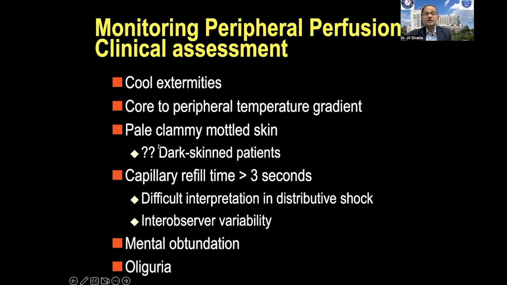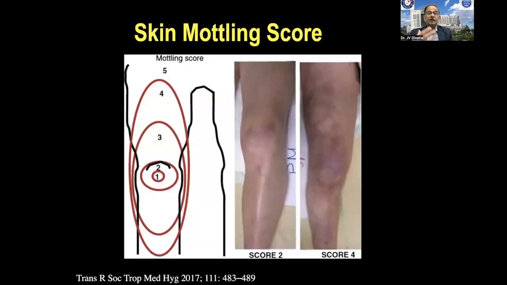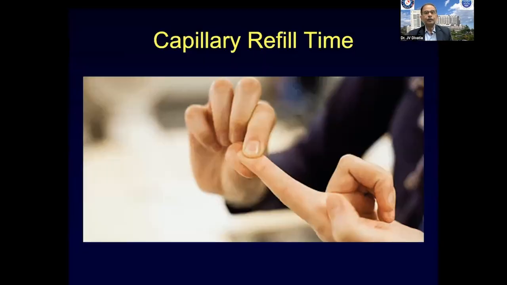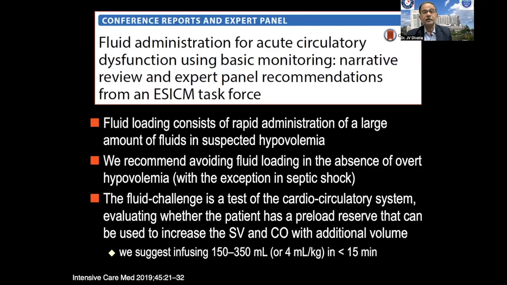However, the mottling of skin may not be appreciated easily in dark-skinned patients. And if you see mottling in dark-skinned patients, you may actually mean that there is very, very significant hypoperfusion before you see that kind of mottling. A mottling score has been described where the greater the spread of mottling, the worse is the tissue perfusion. And the response to therapy can be gauged by seeing that the degree of mottling is reducing. The capillary refill time is an important, simple tool which can be used, and a capillary refill time of more than 3 seconds suggests that perfusion is impaired.